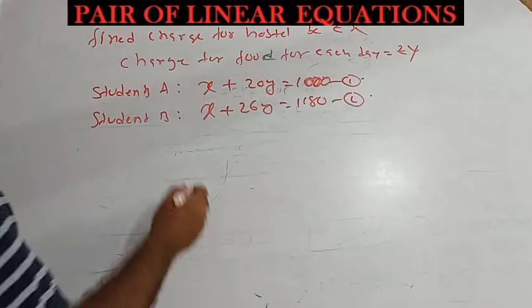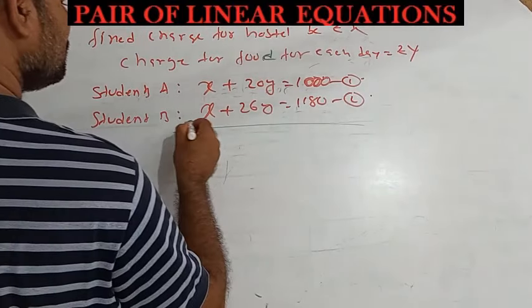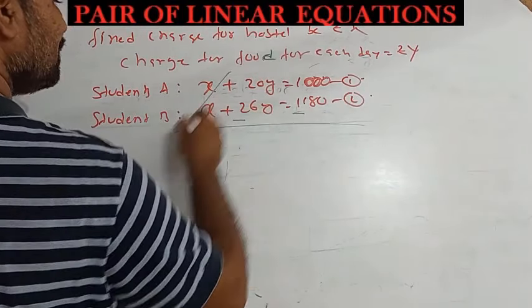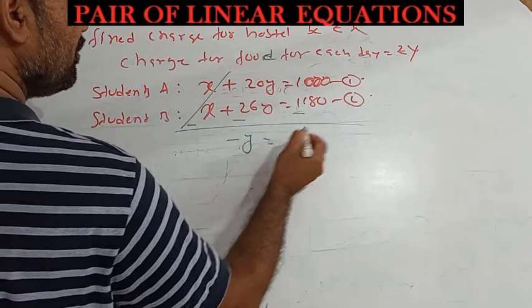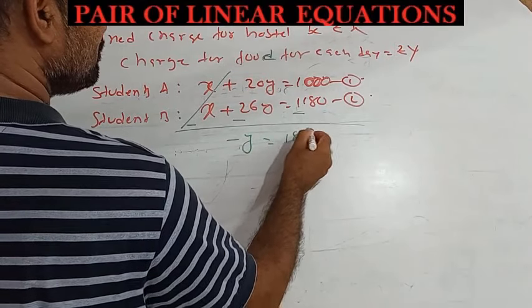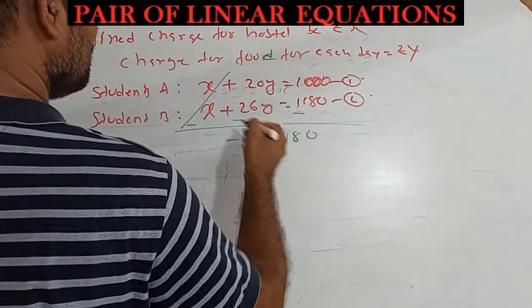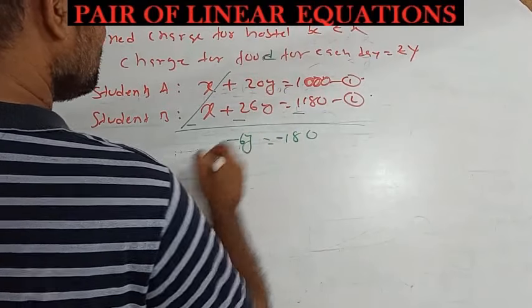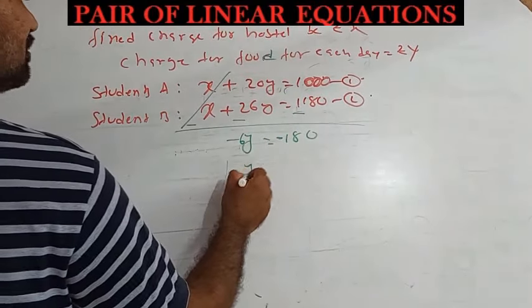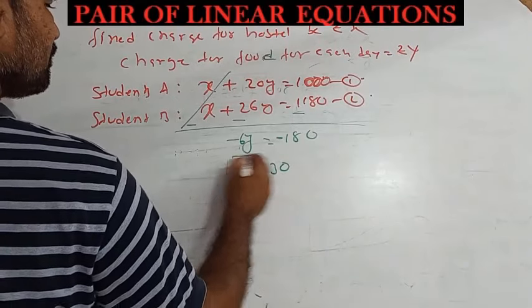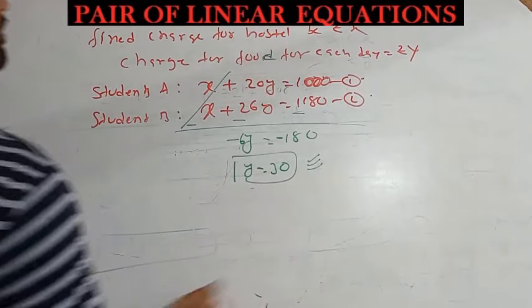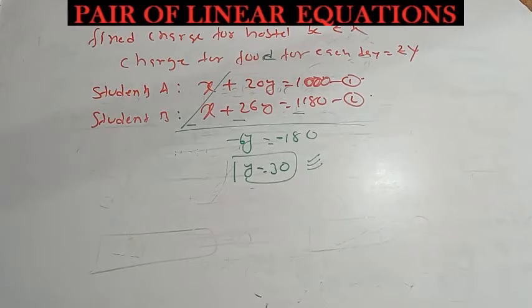Okay, so I want to subtract these two. x cancels, 26 minus 20, 6y is equal to 180. So y equal to 30. y equal to 30, what is the meaning of that? The charge for food for every day, he should pay 30 rupees.